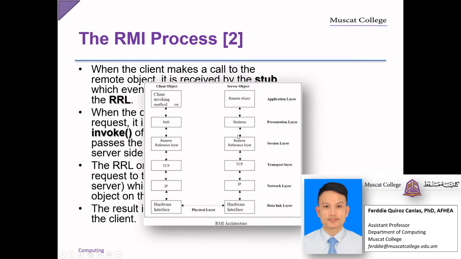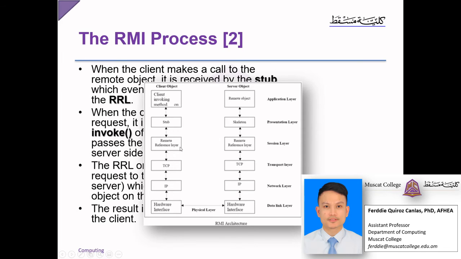Okay, I just want to show you. The client is invoking a method, and then it goes to the stub, and then to the remote reference layer, and then to the TCP, and then it's routed to the network, and then the hardware interface, and then it goes to your NIC, and on top.